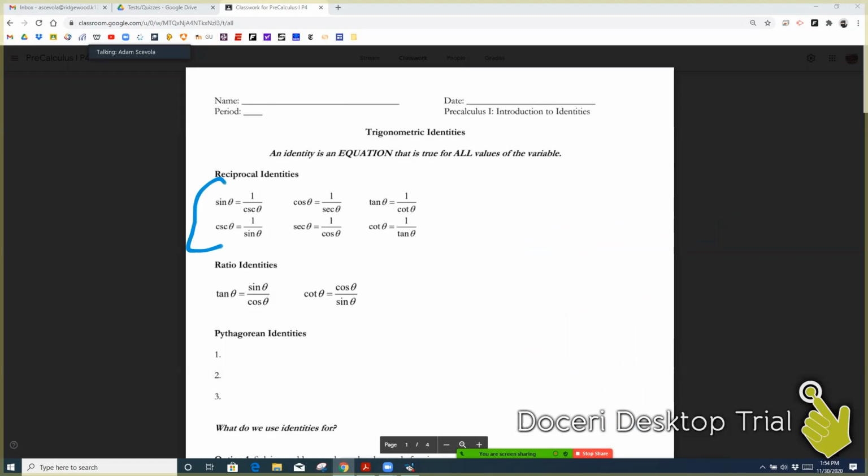We already know a bunch of identities. We already know these 6, and we're going to use them. Those are called the reciprocal identities. They're true for all values of theta. The sine of theta is equal to 1 over the cosecant of theta. Cosine of theta is equal to 1 over secant. Tangent's equal to 1 over cotangent. And same thing down here: the cosecant's equal to 1 over sine, secant's equal to 1 over cosine, cotangent's equal to 1 over tangent.